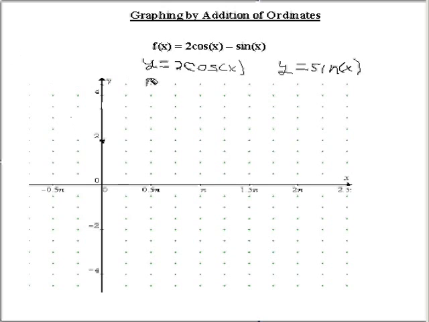Our cosine function here has an amplitude change because of this 2 that's multiplied times the cosine function, which means the y-coordinate from the normal cosine function for every point on that function is going to be doubled. In short, that means we've got an amplitude now of 2 above and 2 below the x-axis. So our cosine curve normally starts at its highest point, so its first point here would be 2.